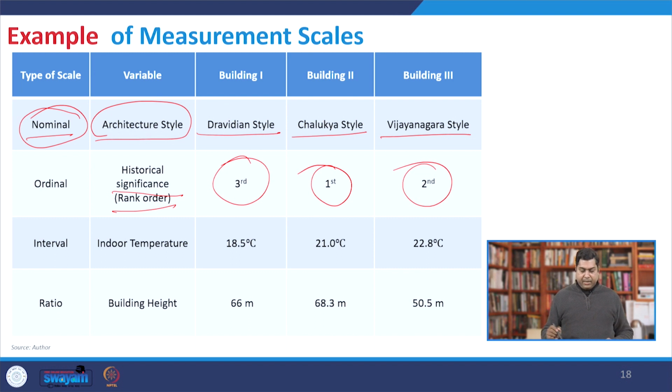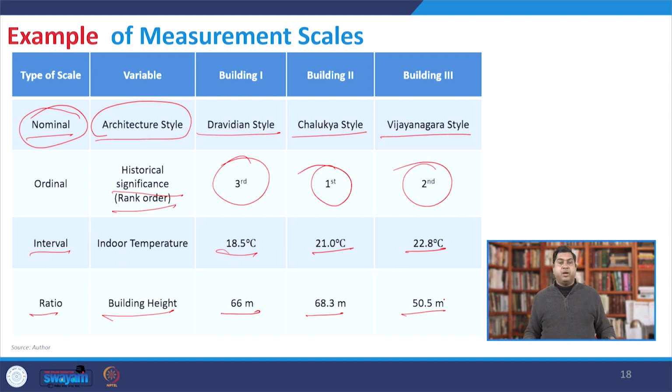Now, at the same time, suppose you want to measure the temperature, which I already mentioned, that is the example of interval scale. So, indoor temperature within these buildings, where you can see the difference. Now, the ratio, that is the building height. In all these cases building 1 has 66 meter, this is 68.3 meter and this is 50.5 meter. So, out of this we can say that building 2 is the highest among all these 3.